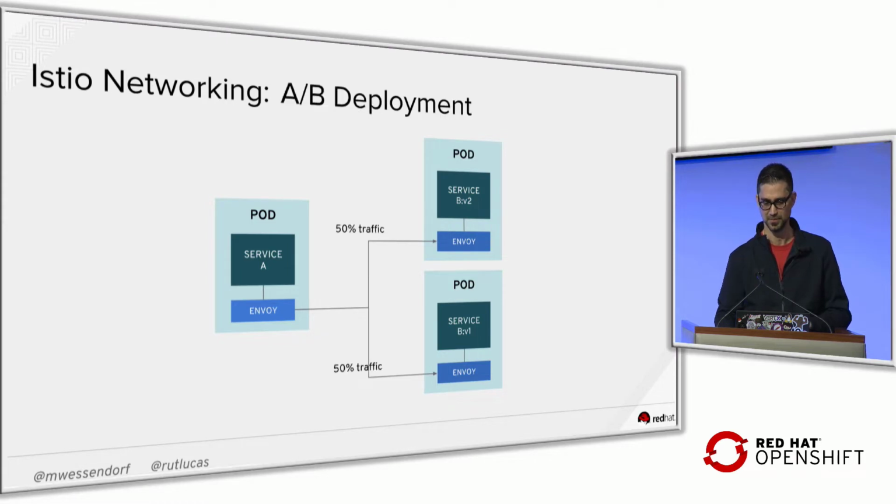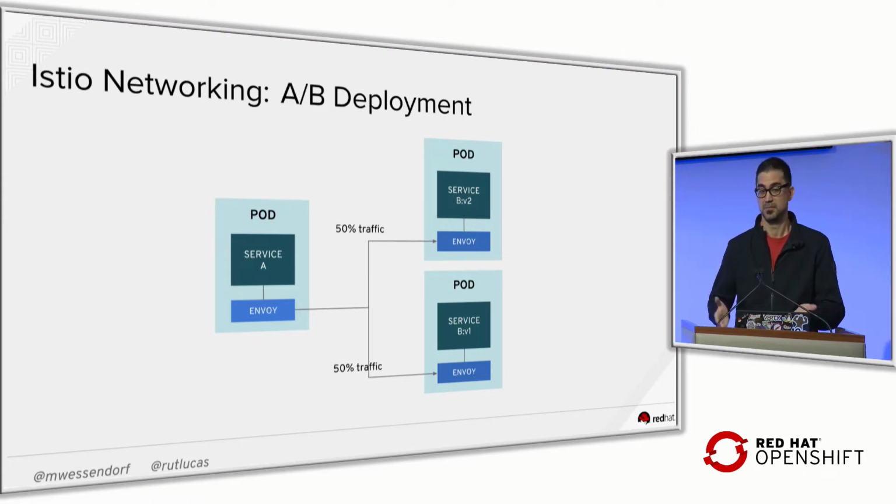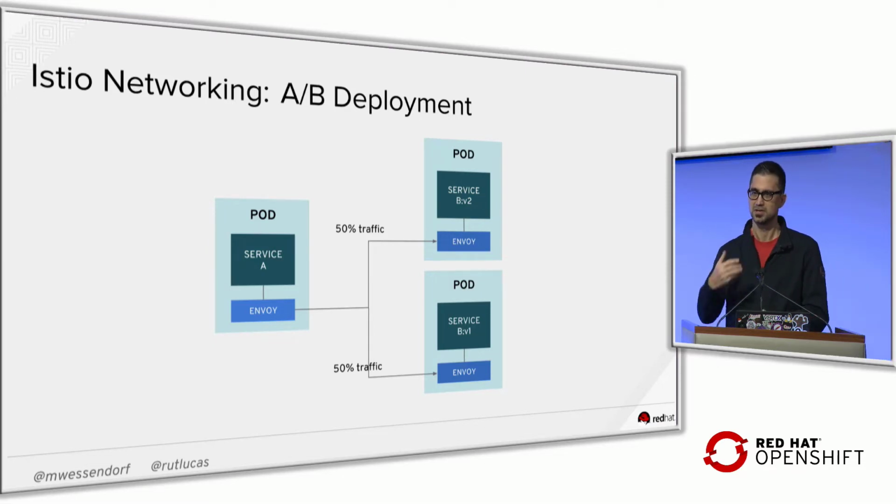Also, with Istio, we can apply another typical pattern, A/B testing or A/B deployment, where I can put in a new version and compare how one version works against the other. Okay.